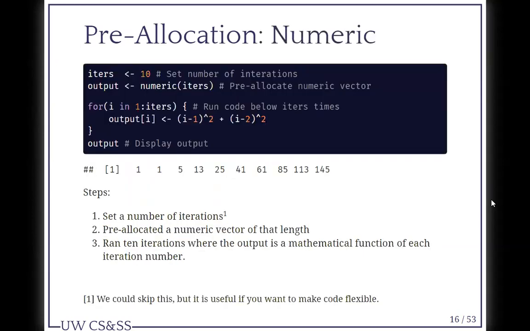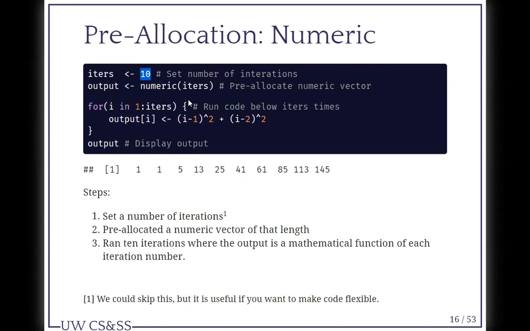Okay, let's look at an example of that. We could pre-allocate a numeric vector. Let's say that the number of iterations that we're interested in is 10. And so we would make this object, we're pre-allocating the vector output using our numeric function and iters. The reason that I've separated these things is so that I could change them if I wished in a modular way. So let's say I wanted to have 15 iterations. I could just change this number up here and then run everything, and it would expand to fit.